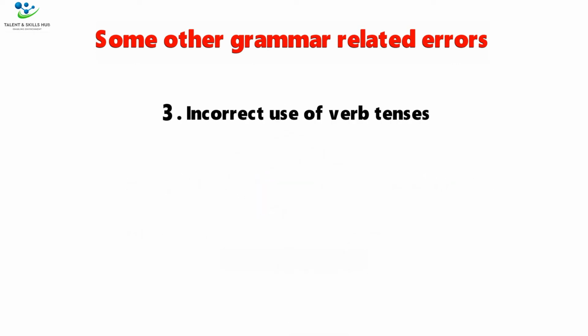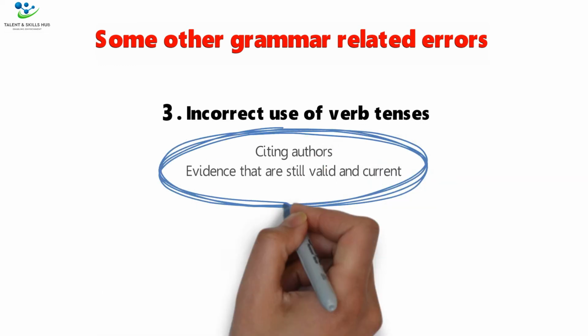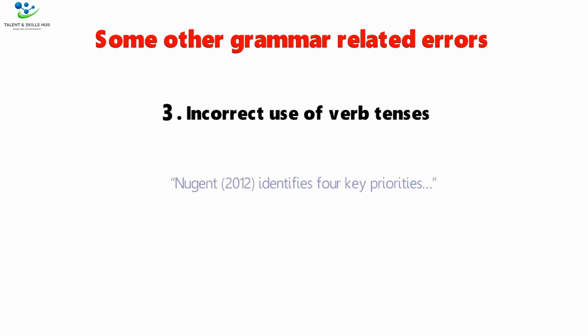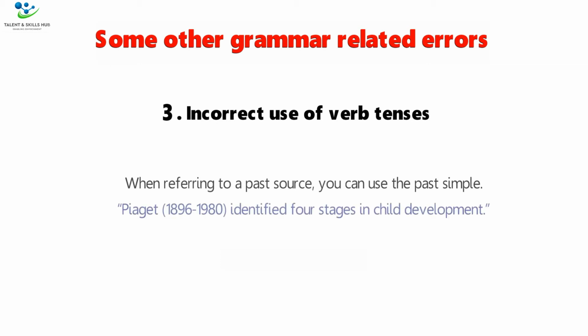3. Incorrect use of verb tenses. For example, when you are citing authors or evidence that are still valid and current, the convention is to use the present tense. For example, Nugent identifies 4 key priorities. When you are referring to a past source that was important at the time, you can use the past simple. For example, Piaget identified 4 stages in child development.